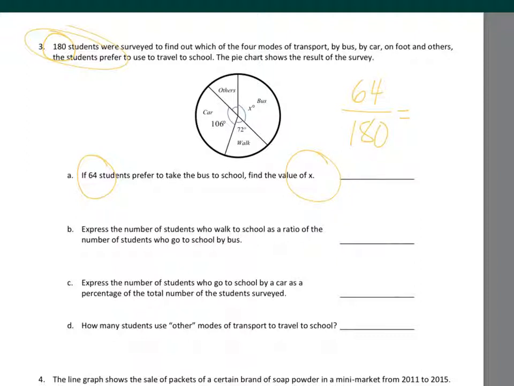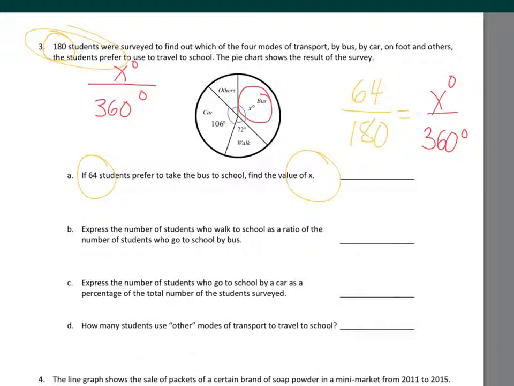Now x here is in terms of degrees. In the pie chart, the whole circle will have 360 degrees. So the fraction of x degrees out of 360 should be equivalent to 64 over 180, because the ratios of the two are in proportion. So 64 out of 180, that's with respect to the number of students, should be equivalent to x, that's in degrees, over the total degrees, which is 360 degrees.